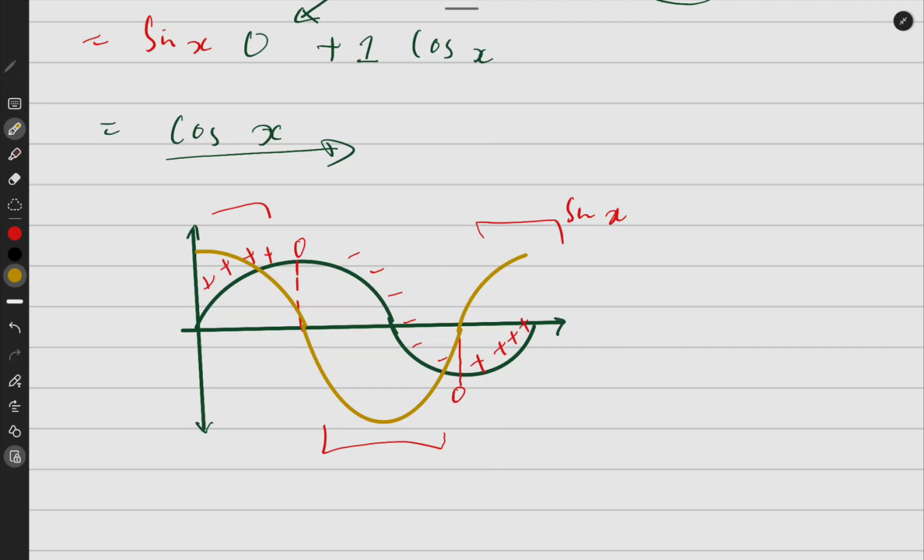So we recognize this function exactly. Fortunately, it is a cosine function. So that was very interesting.